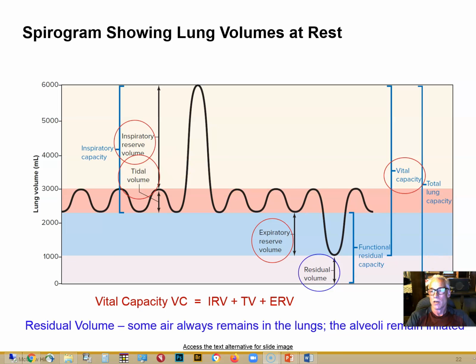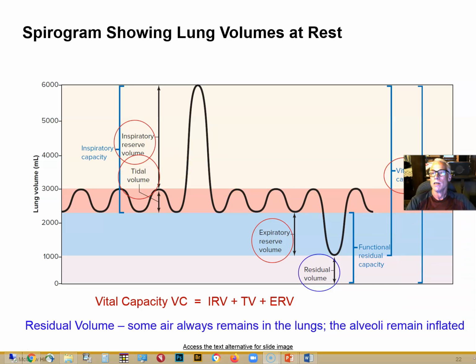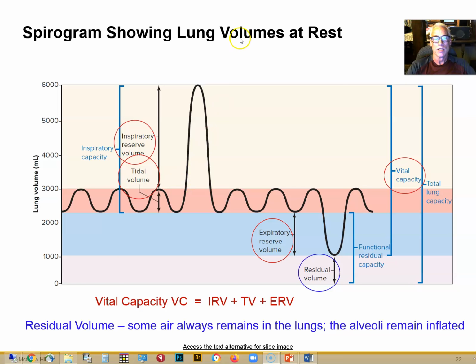So here's a sort of cartoonized, simplified tracing from a spirometer. These little tiny humps in the middle represent the volume of air during each resting inspiration and expiration. Inspiration and expiration. That's called the tidal volume.